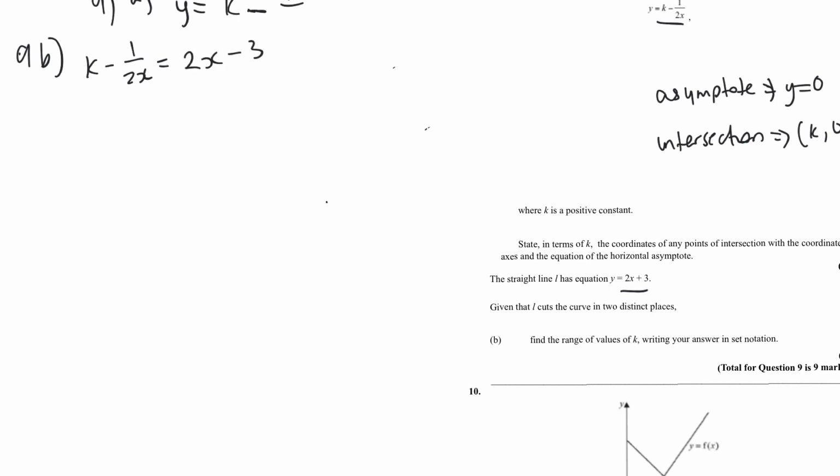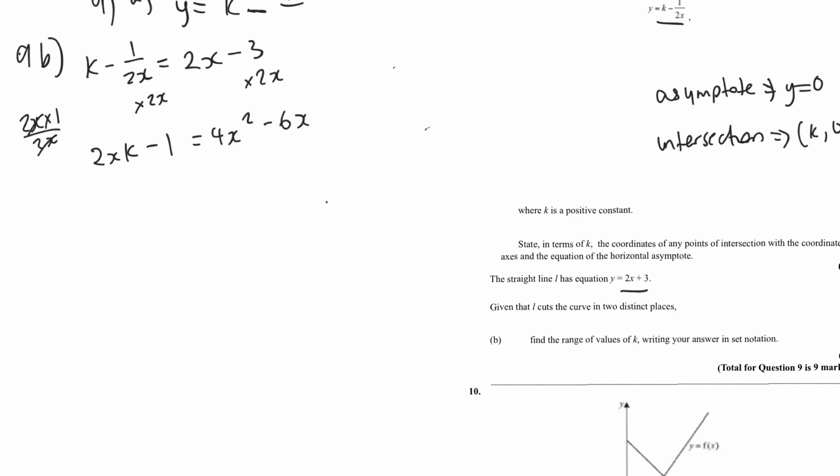Now that they're equal to each other, the next thing that we're going to do is multiply both sides by 2x. That will leave you with 2xk minus, so the 2x times the 1 over the 2x will end up cancelling out. So then that would just leave 1. And then that would be equal to 4x squared minus 6x.